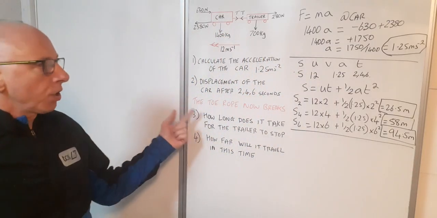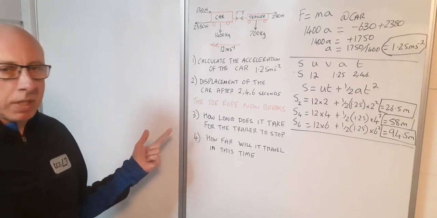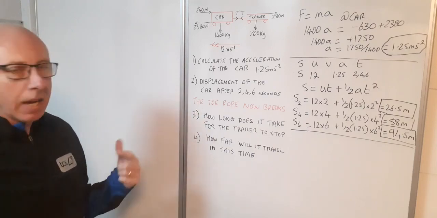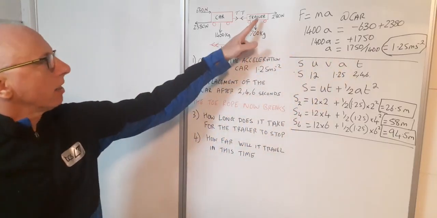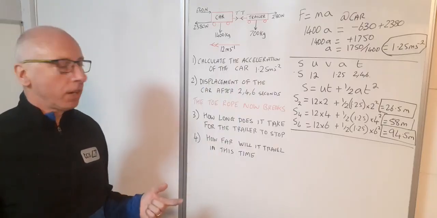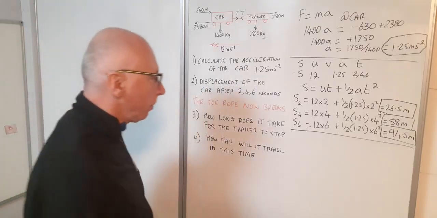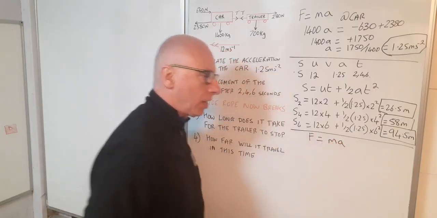But now the tow rope brakes. So now we need to work out something different. We need to find out what's now happening after the tow rope brakes. So this acceleration now will not be acting on the trailer. So we need to find a new system of acceleration. So again, we're back to force equals mass times acceleration.